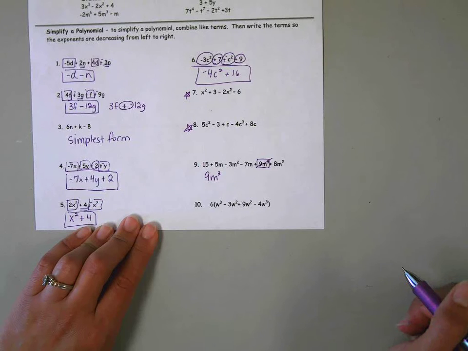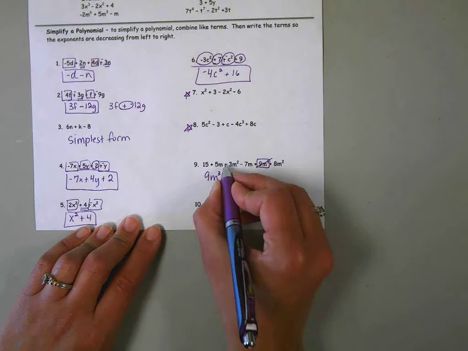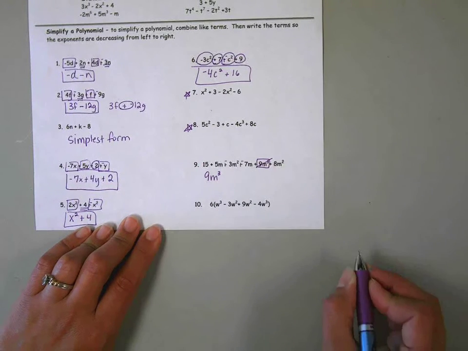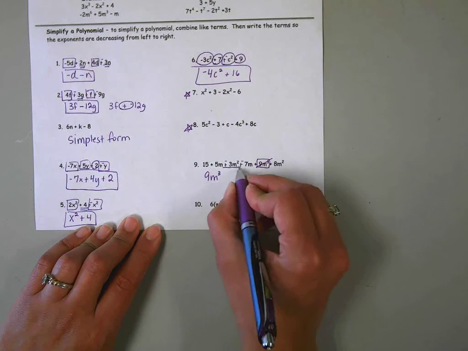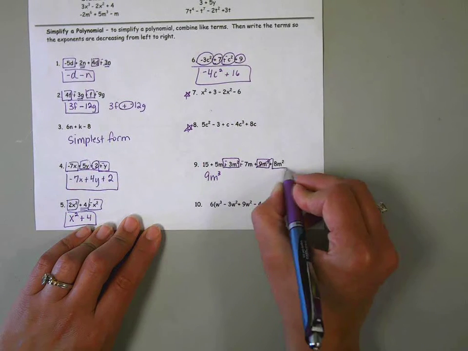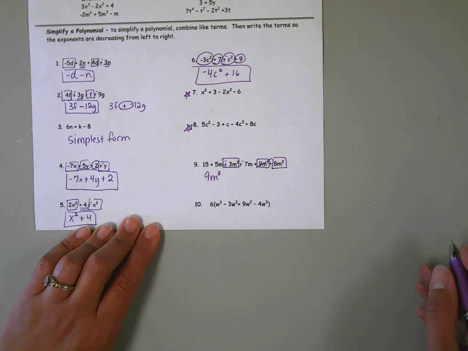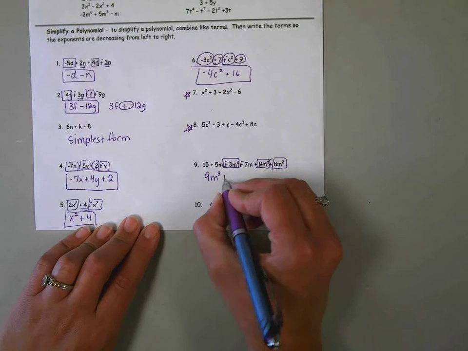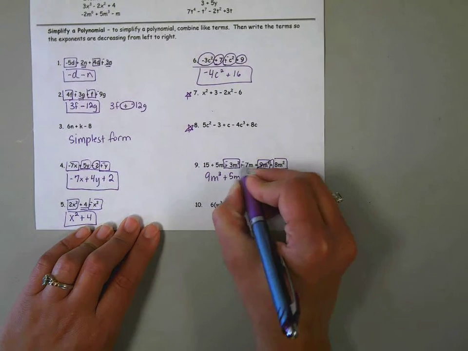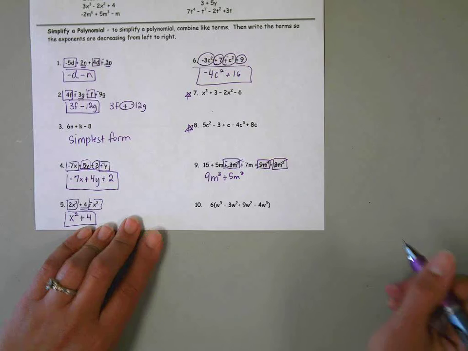I'm going to mark these off as I go. Okay, I'm going to change this to the additive inverse. So I have negative 3m squared plus a positive 8m squared. So a negative 3 plus a positive 8 is a positive 5m squared. I'm going to mark those out because we have a lot of terms here.